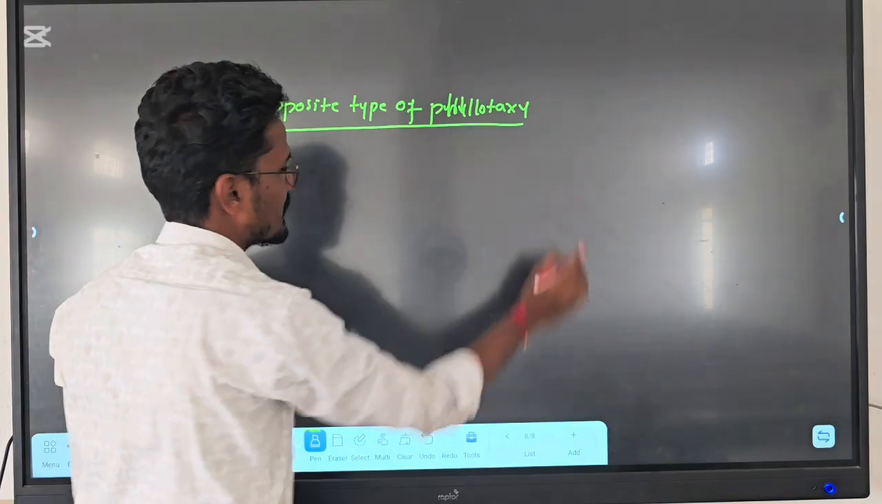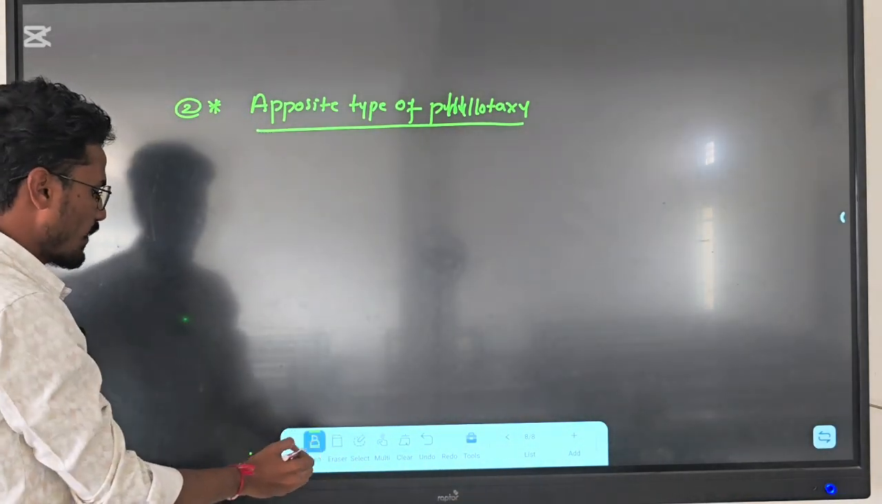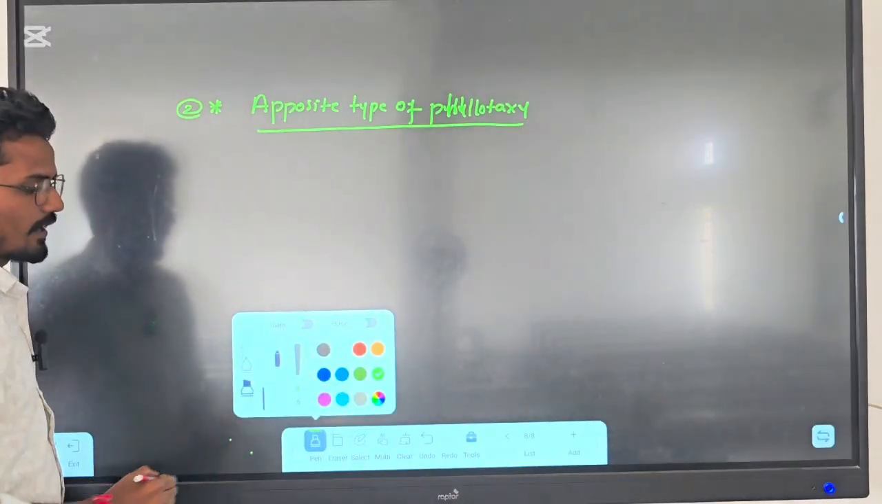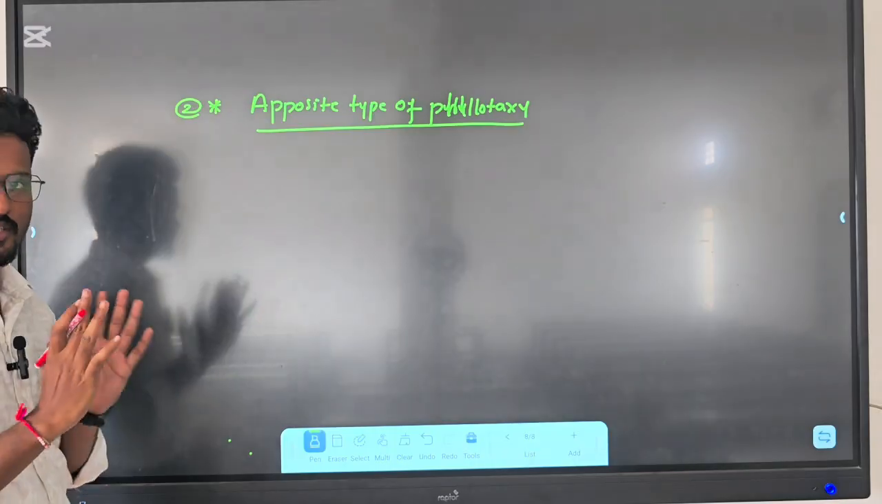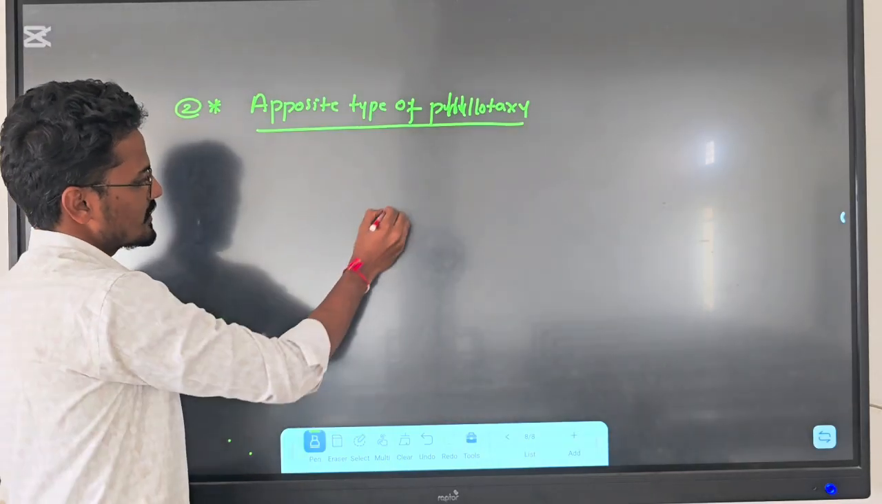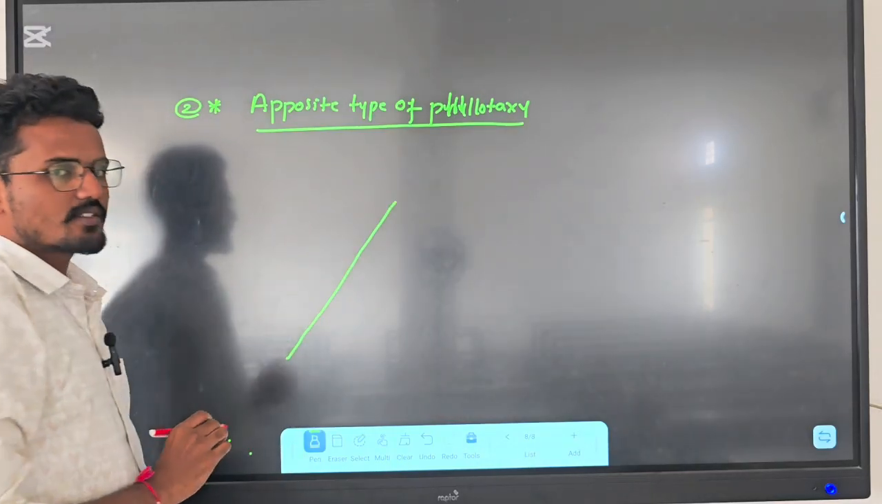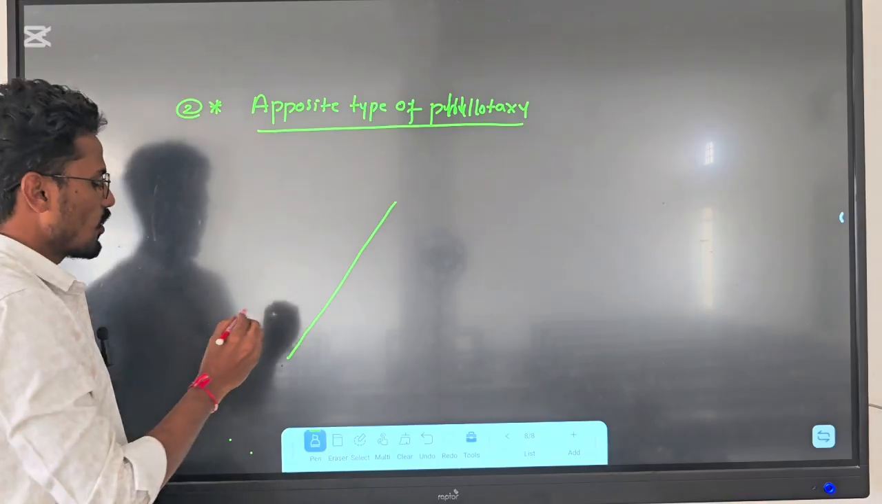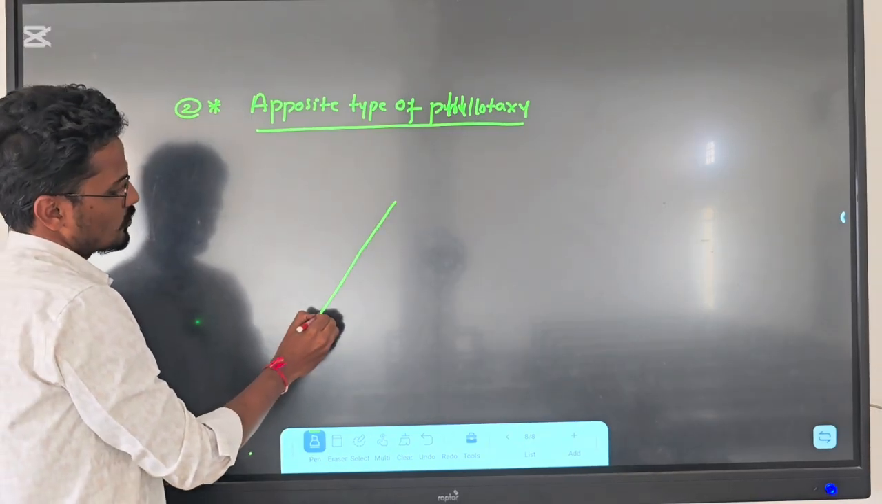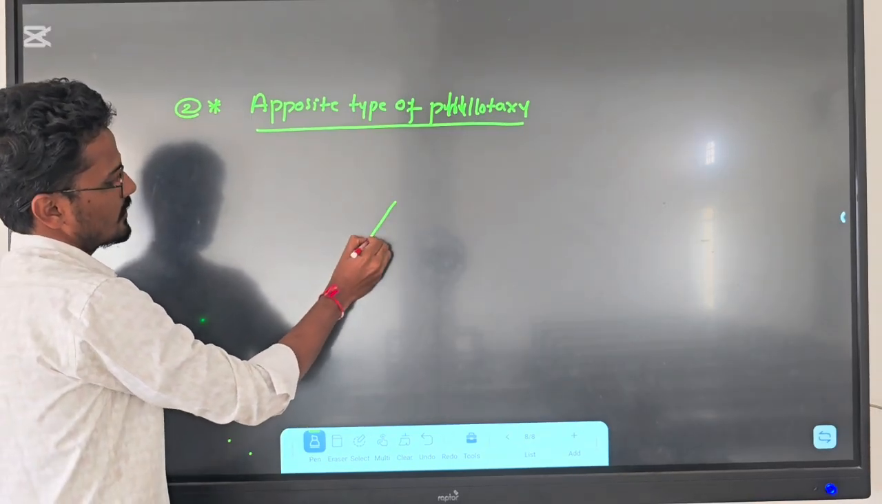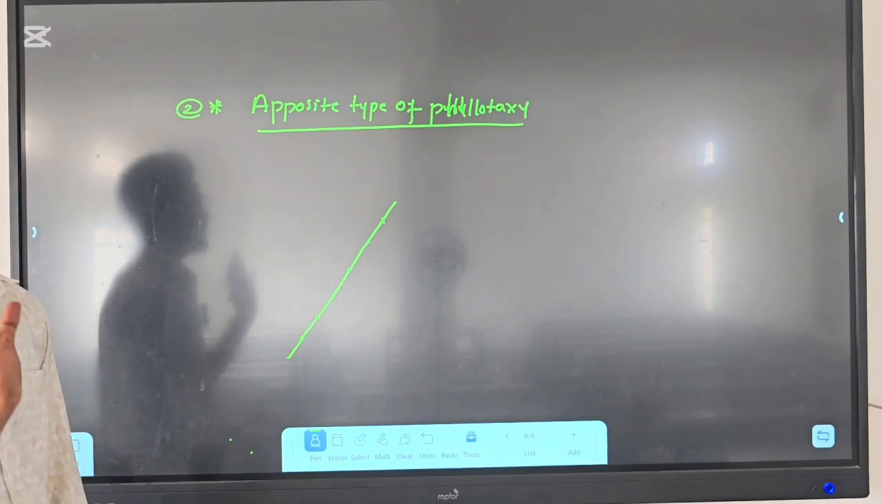Okay, let me draw that one. So how will the opposite arrangement, the opposite type of phyllotaxy, look? We'll see this when we consider this as a branch or stem. On this, it is a node, it is a node, it is a node. These dot-like structures are considered as nodes.